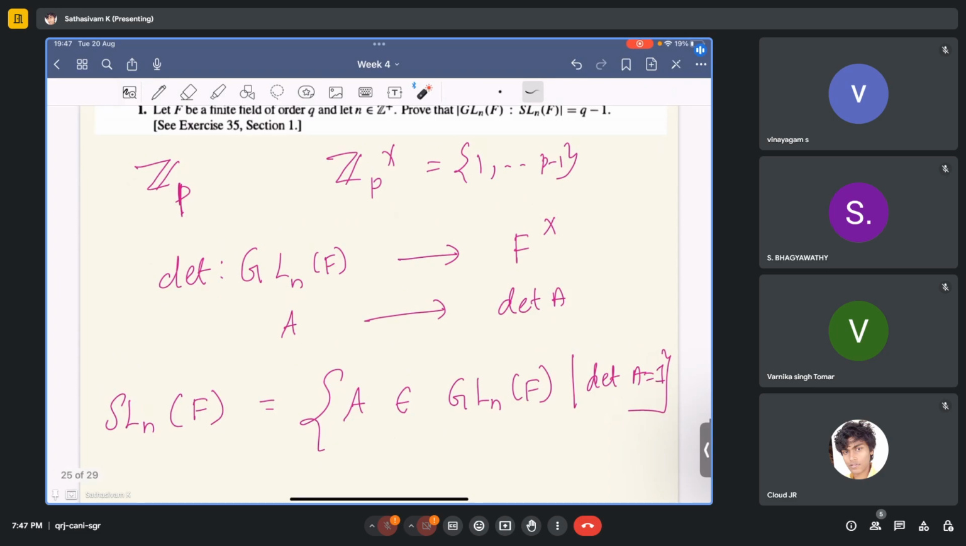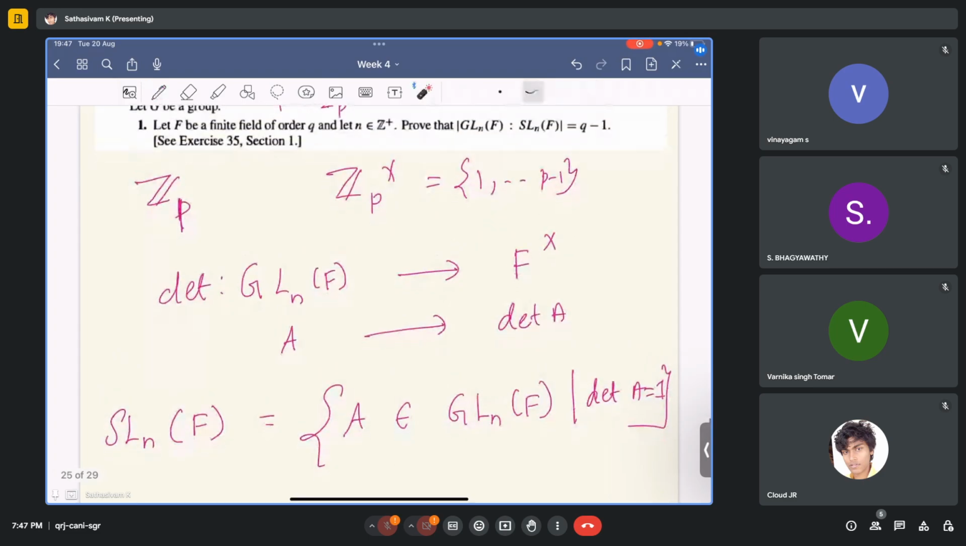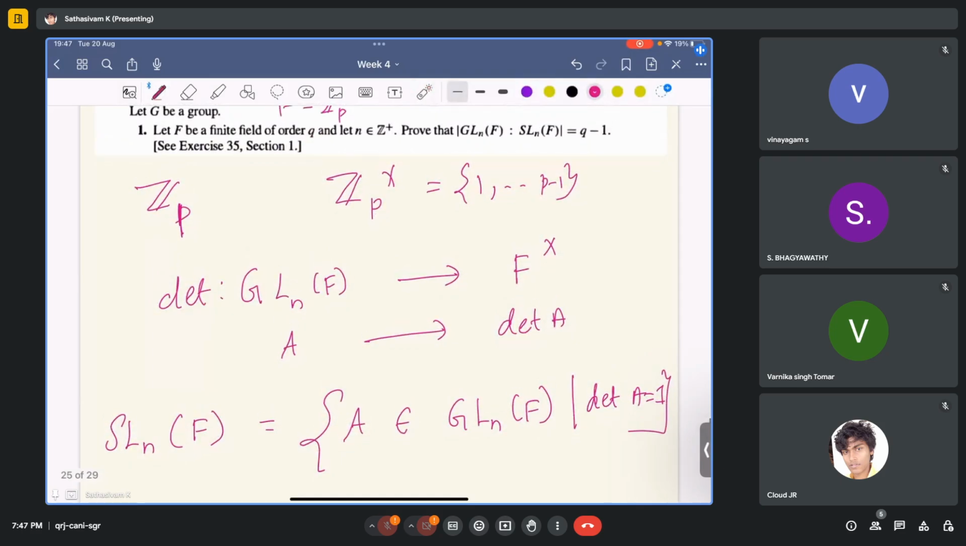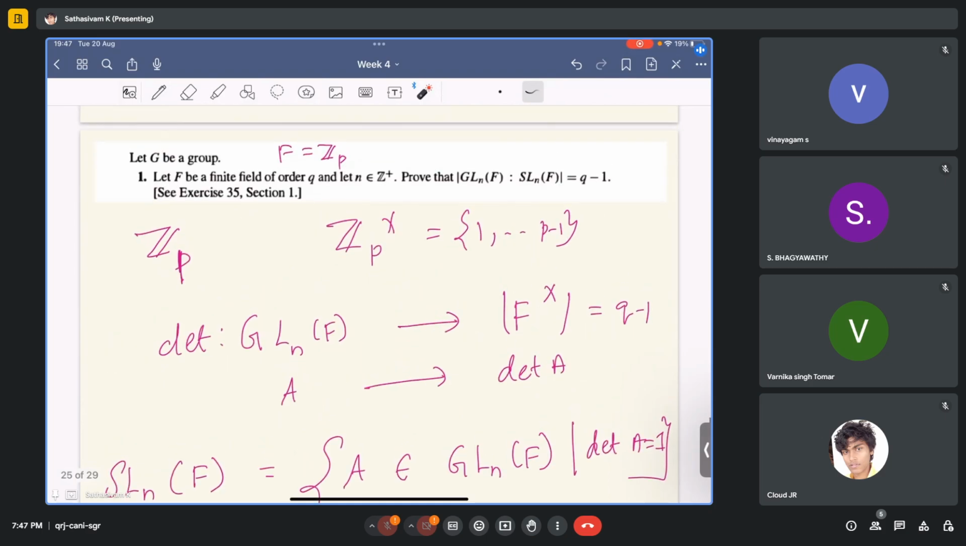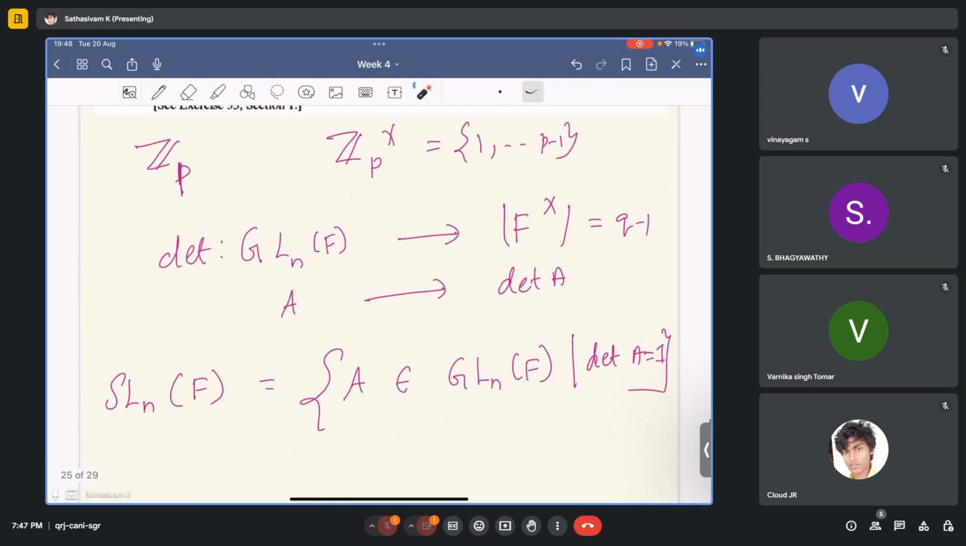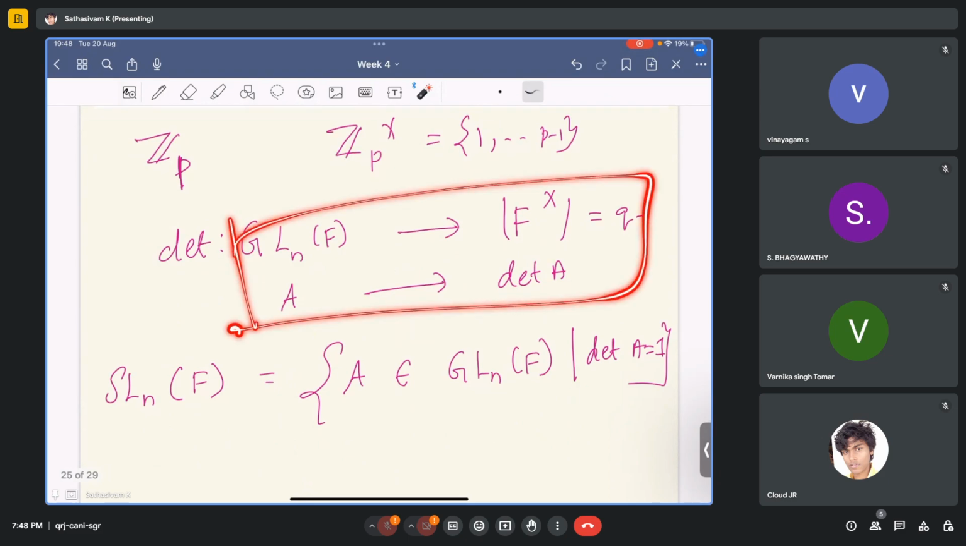And what is the size of this F star? The size of this F star is, other than 0, we are taking all the other elements. So the size is basically q minus 1. Anyway, these are all the maps such that the determinant of A is 1. Now what we have to find is what is GL_n(F) by SL_n(F), right? Let's apply the first isomorphism theorem to this one.